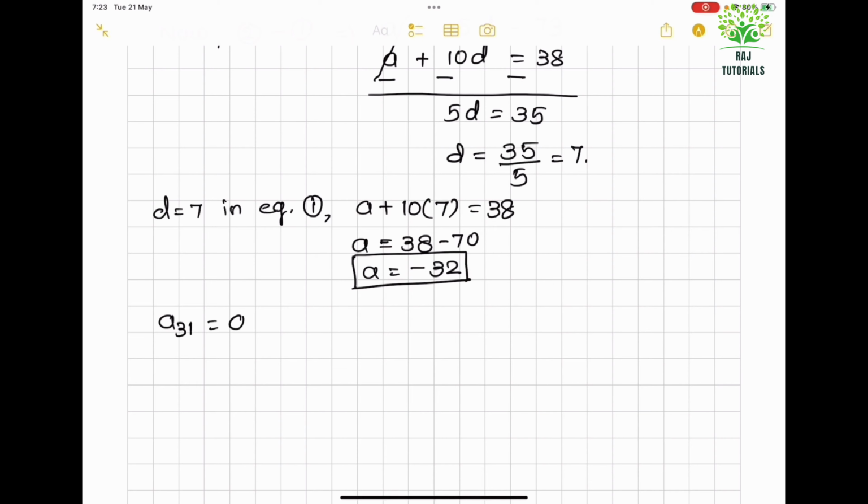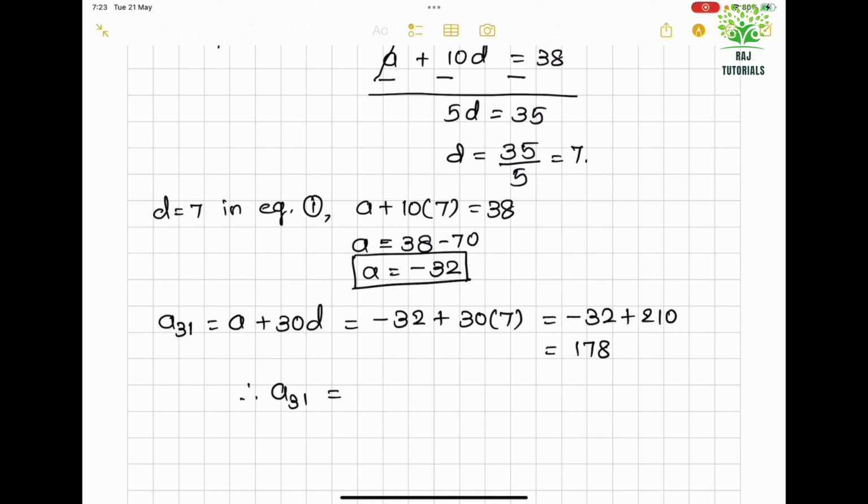So A31 will be A plus 30D. So minus 32 plus 30 into 7. So minus 32 plus 210. So 178. Therefore A31 equal to 178.